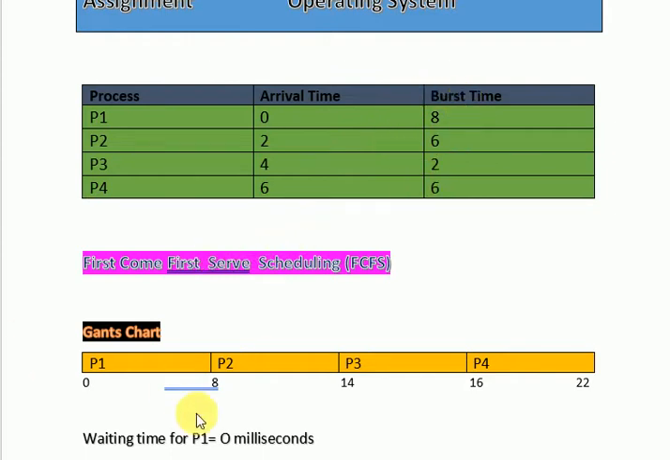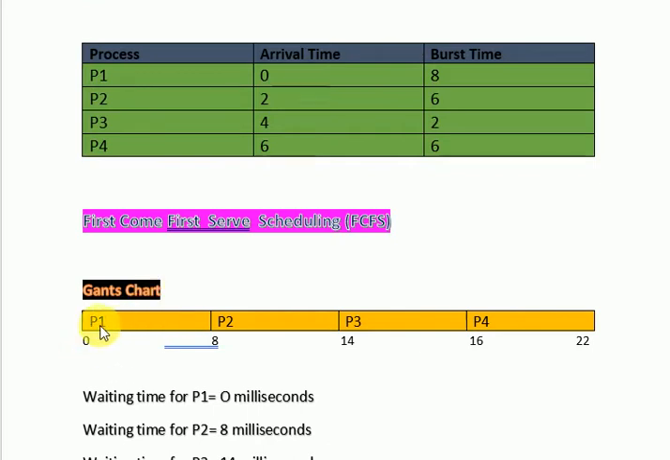Now I'm here in the Gantt chart, P1. It is 0 because it directly enters the ready queue. P1 did not wait in the ready queue, but directly entered it, and it starts from 0. P1 arrival time is 0, it is the starting point, and its burst time is 8 milliseconds in execution.